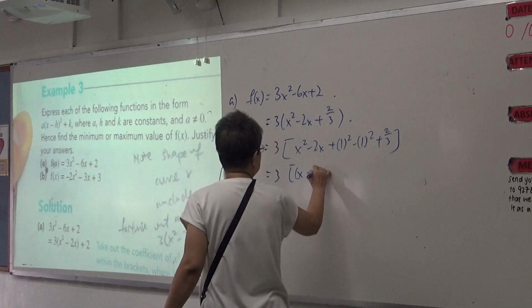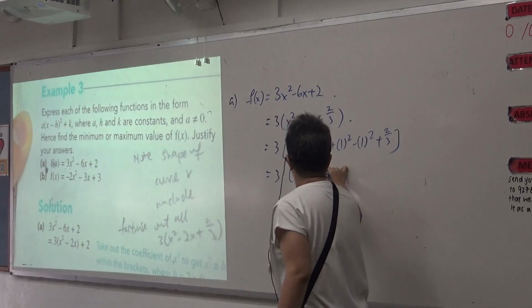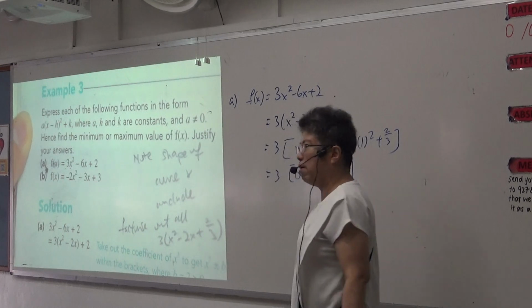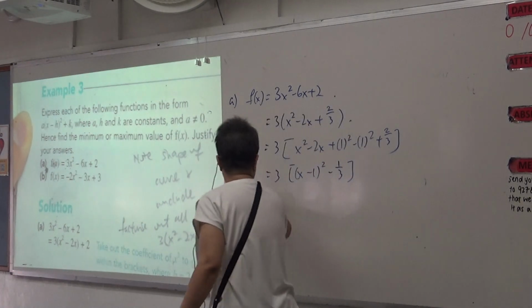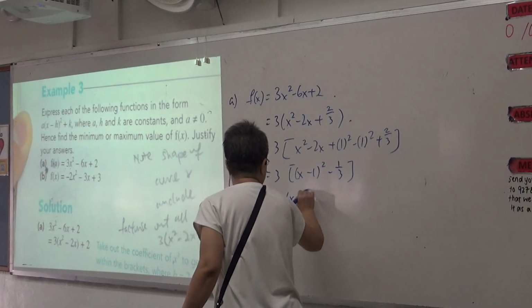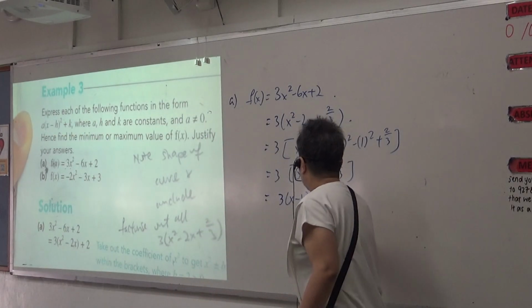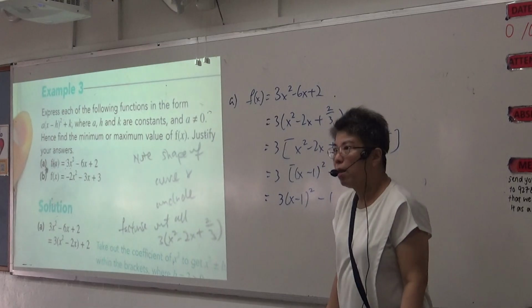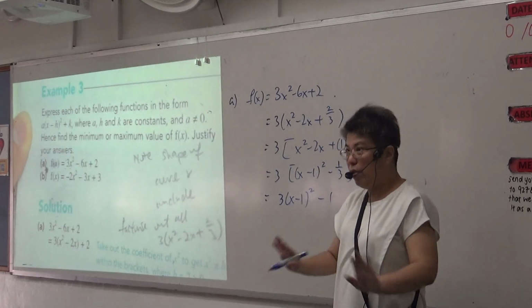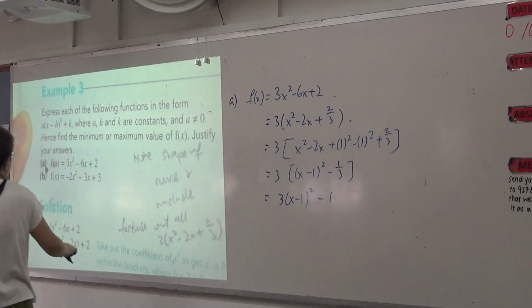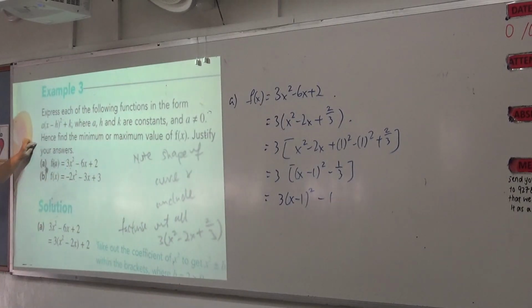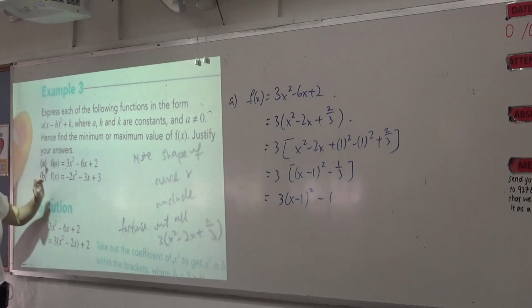This is 3 times (x minus 1) squared minus 1/3. Correct? So this will be 3, and what is this? Minus 1, right? Agree, class? This is already completed. The square is already completed. Now let's take a look. Hence, find the minimum or maximum value, justify your answers.